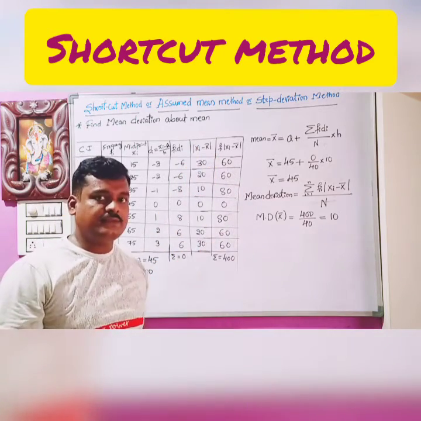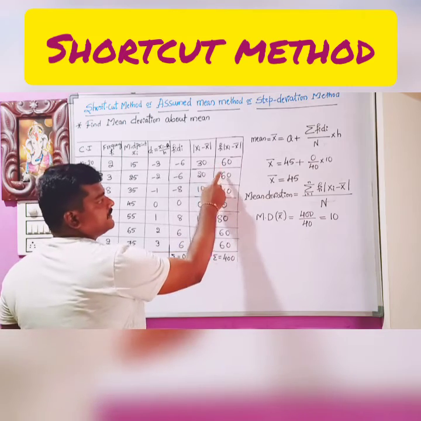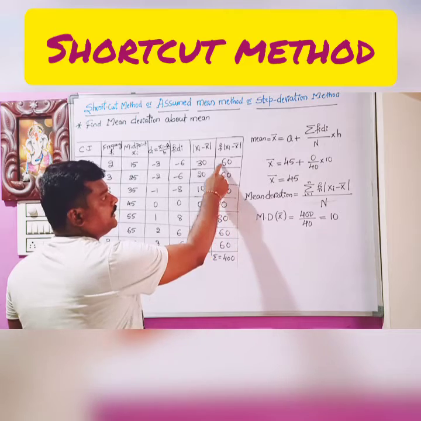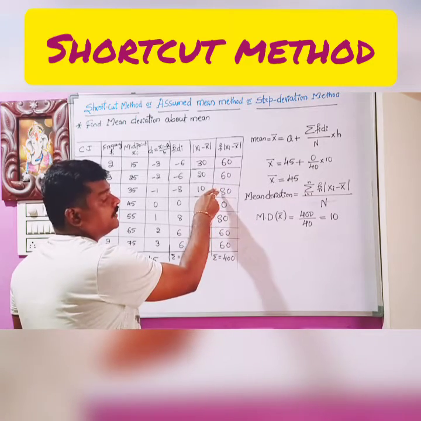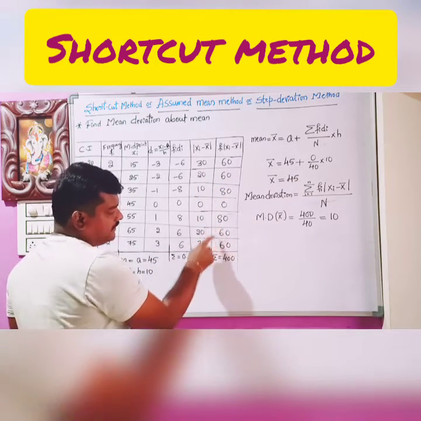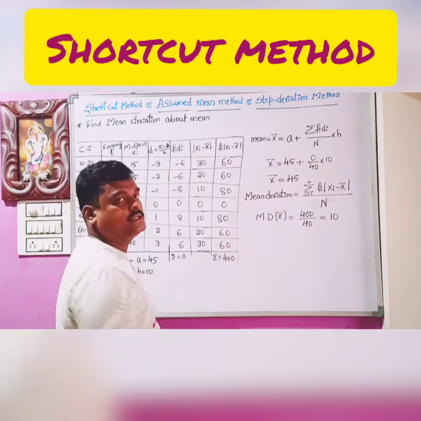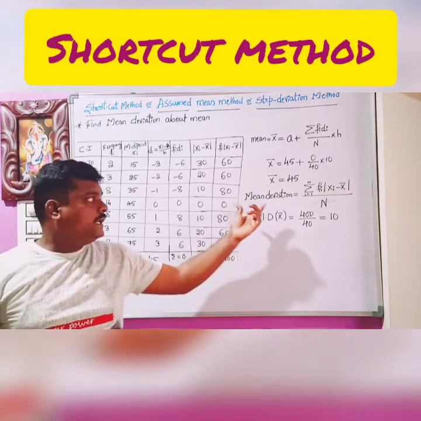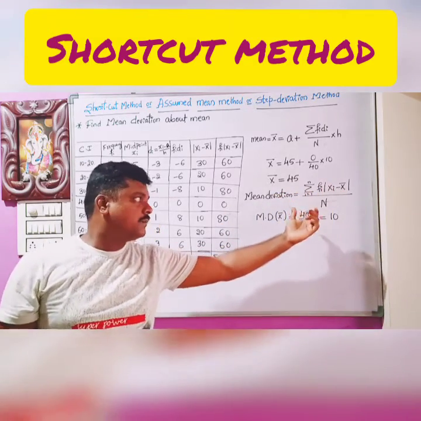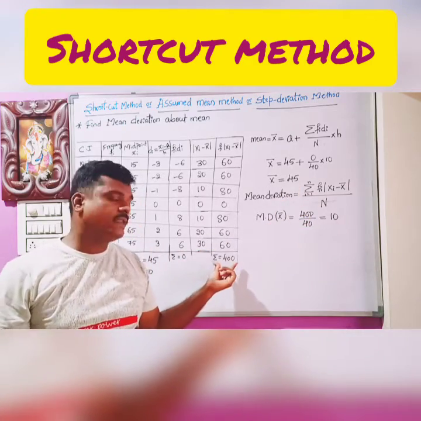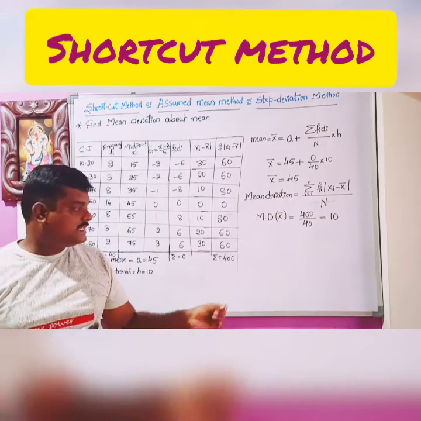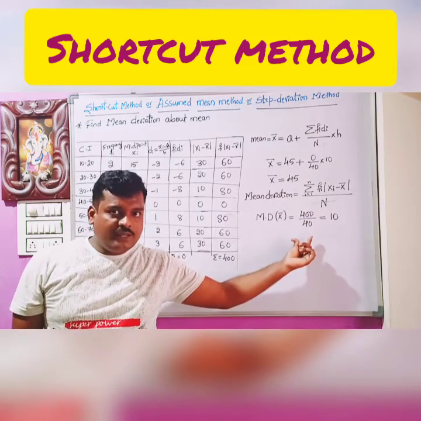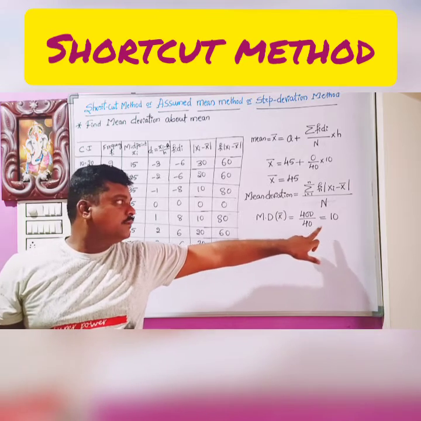Now we add these values: 60 plus 60 is 120, 120 plus 80 is 200, and this side is also 200, so 200 plus 200 is 400. Now the mean deviation about the mean. In this formula, the numerator we have obtained is the sum of fi into the absolute value of xi minus x bar, which is 400. 400 divided by the sum of frequencies, 400 by 40, which gives 10.